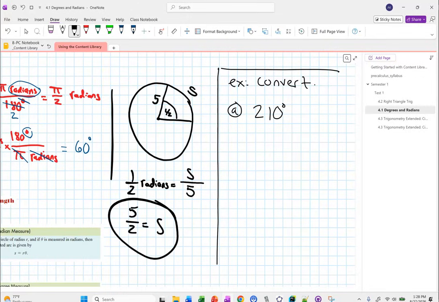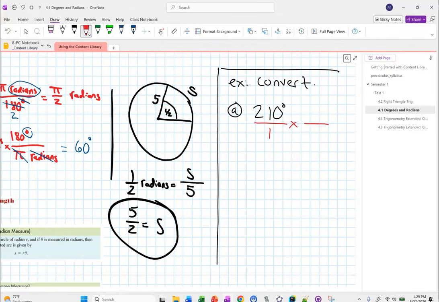Again, if you struggle to remember that, where could it go? On your half sheet for the test. So if you've got a sheet going for that, that would be something I'd recommend to add. If you're making your sheet as you go, that would be a good thing to put on there, that 180 degrees is equal to pi radians.